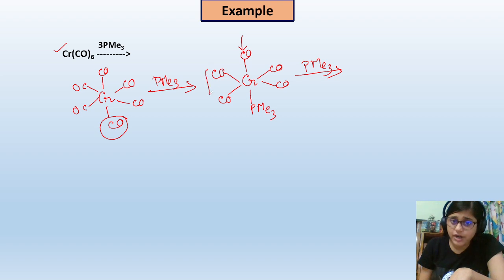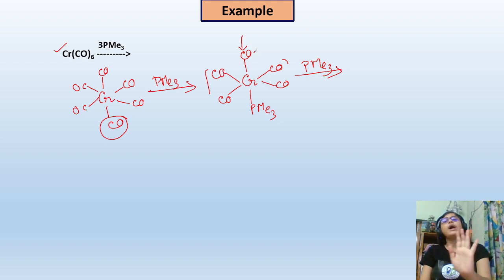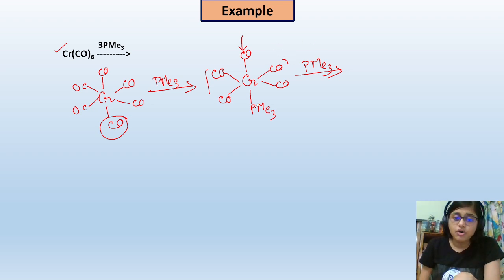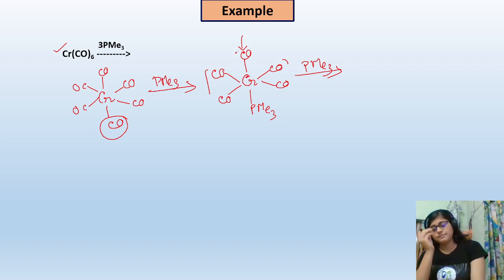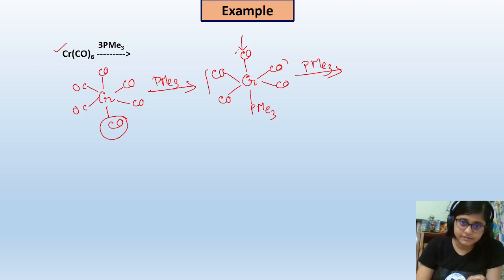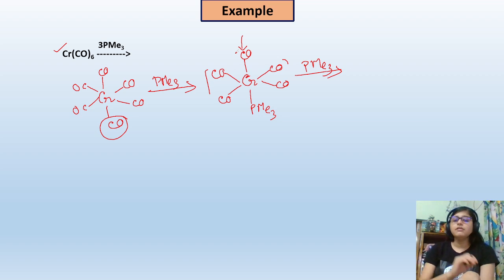Okay, so these 4 are actually the same and this one is another kind of CO. So two kinds of COs are present. Which CO will be removed? That you have to consider. I have told you about CO back bonding and how the spectator ligands affect the metal-CO bonding.